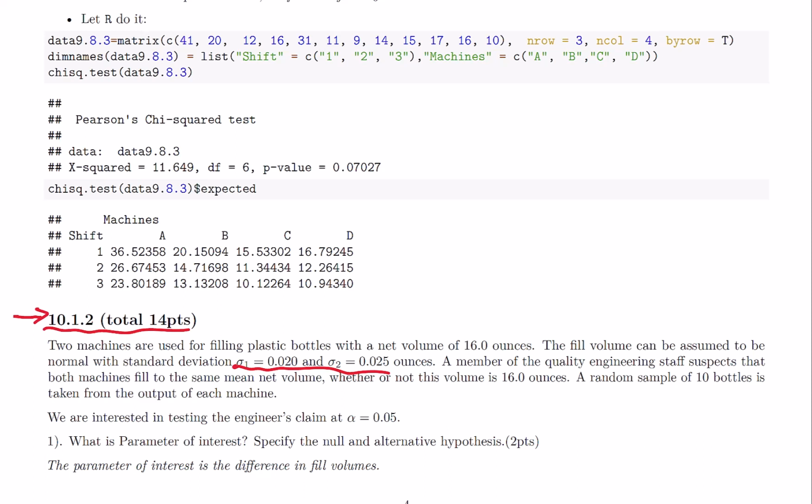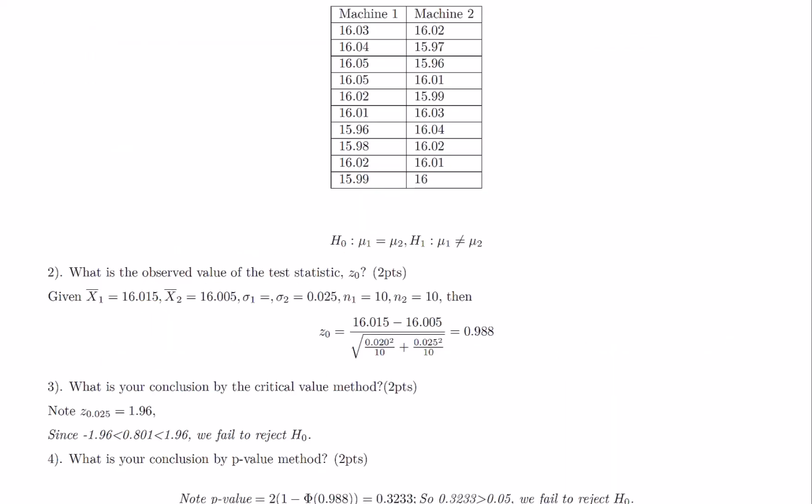And then what is the parameter of interest? The parameter of interest is still the difference in two means, right? Here, the two population means, the mean fill volume. So we have two machines, and we could specify the null hypothesis and the alternative hypothesis as this. This is equivalent to saying mu1 minus mu2 equals or is not equal to 0. So that's the mean difference, right? Here the hypothesis value is 0 for the mean difference.